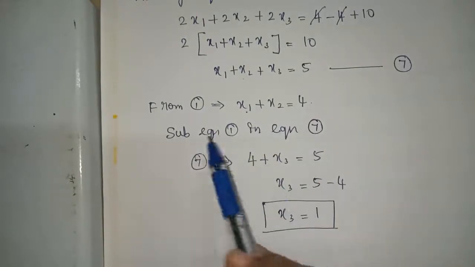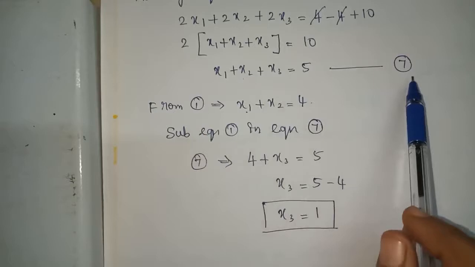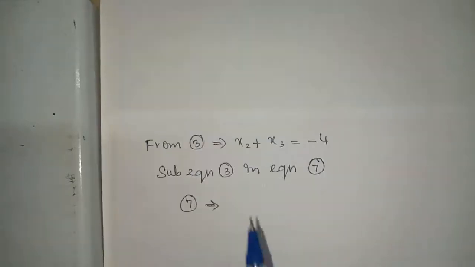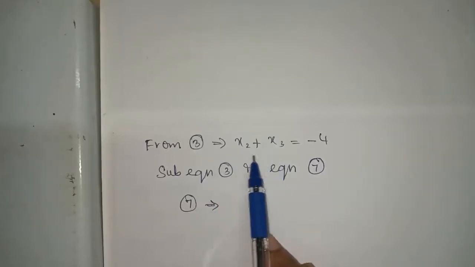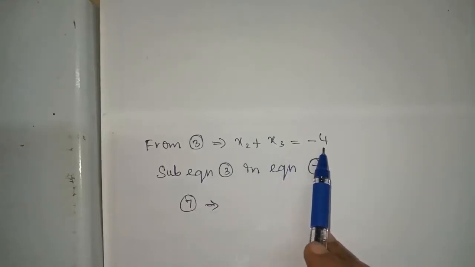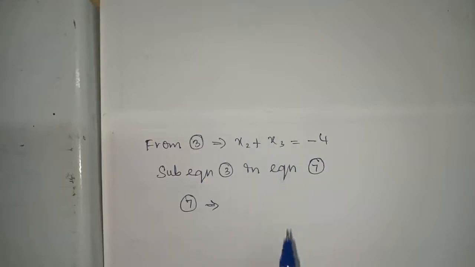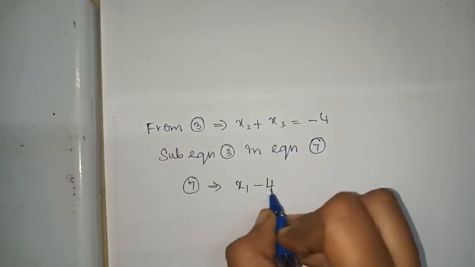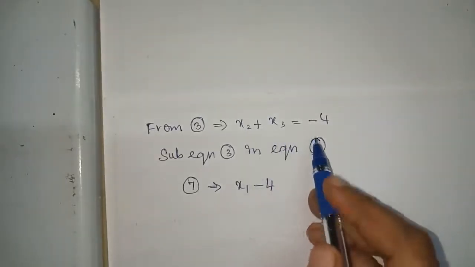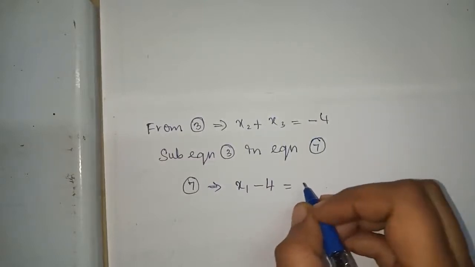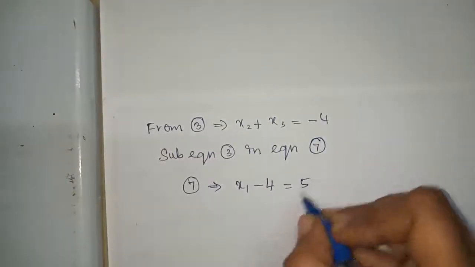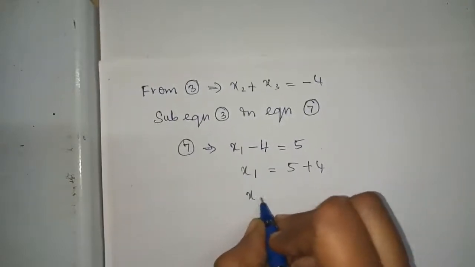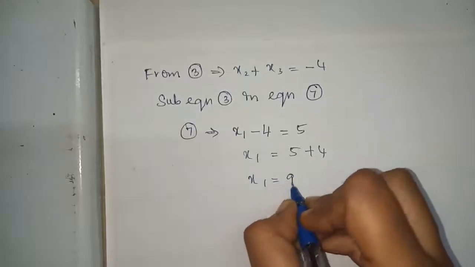Similarly, we are going to substitute equations 3 and 5 in equation 7. We get the values of x2 and x1. So this is equation number 3, x2 plus x3 is equal to minus 4. Substitute the x2 plus x3 value in equation 7. We get x1 minus 4, because the x2 plus x3 value is minus 4, is equal to 5. So x1 is equal to 5 plus 4. The value of x1 is equal to 9.